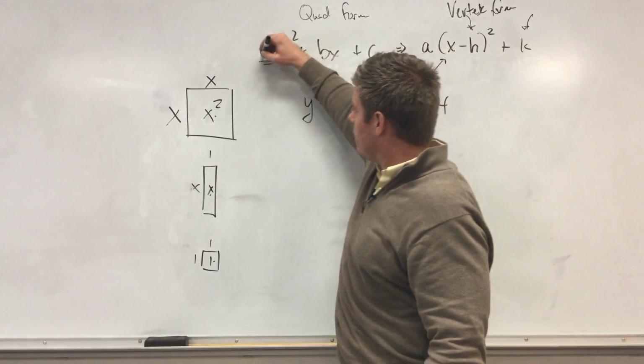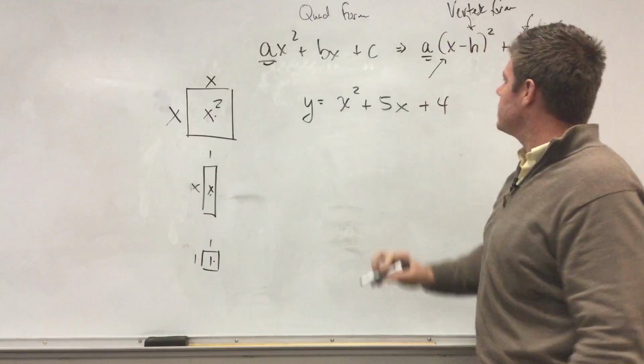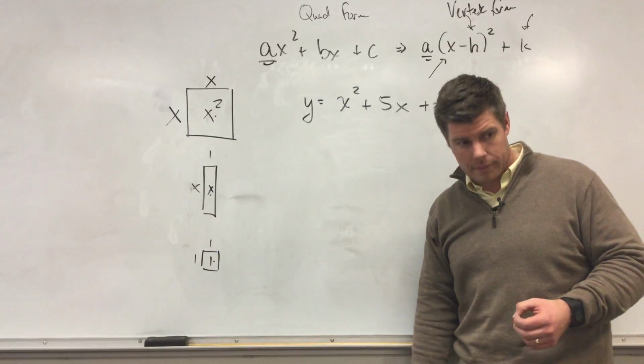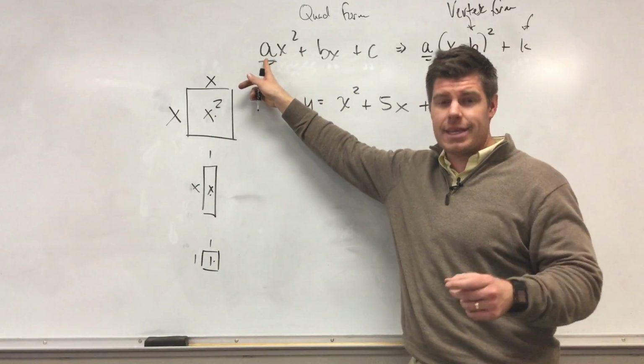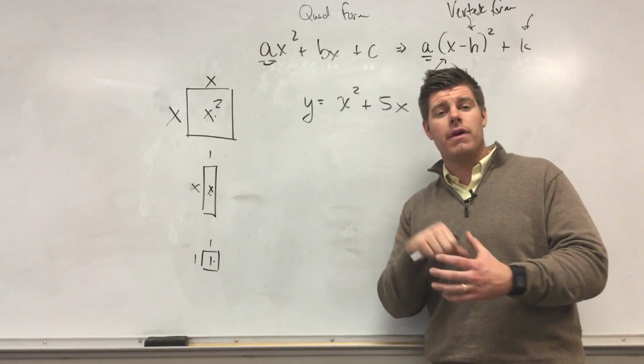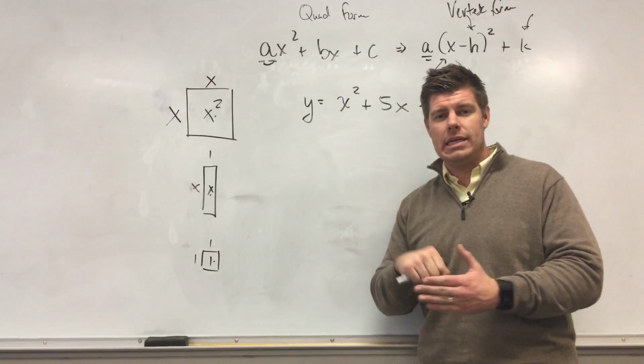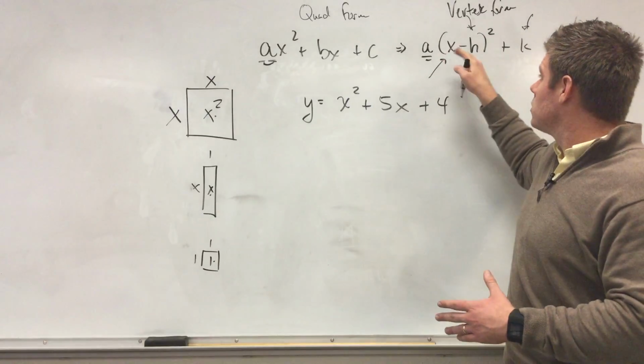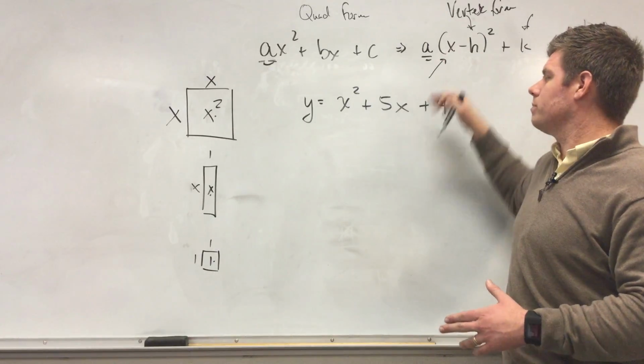What we begin to notice is that this a and this a stay the same in vertex form, and there's a reason for it. This a dictates how many perfect squares I need to build when I go into my vertex form.